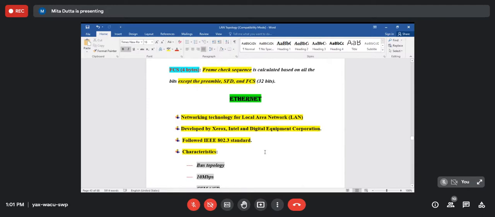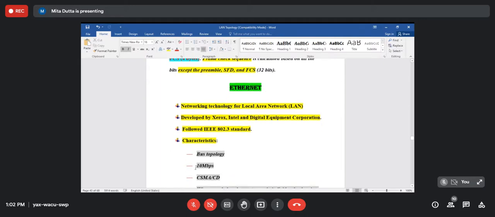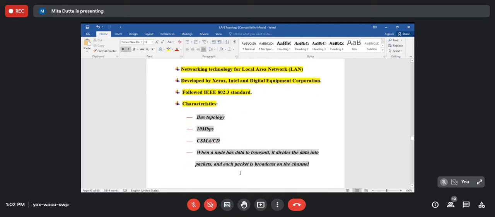So Ethernet LAN is a trade name given by Xerox, Intel, and Digital Equipment Corporation (DEC), and the topology is bus. Because the coaxial cable was used as a medium, they called that medium ether. That is why we call it Ethernet, and it is a bus topology, 10 Mbps data, CSMA/CD LAN.